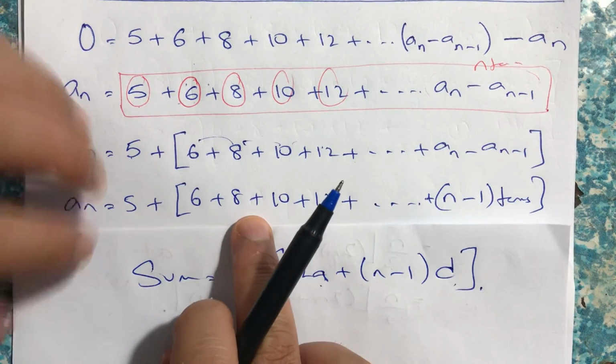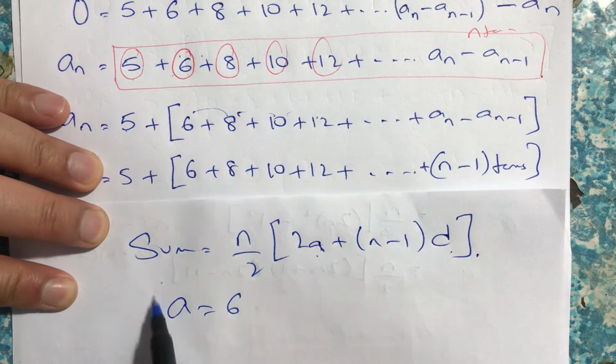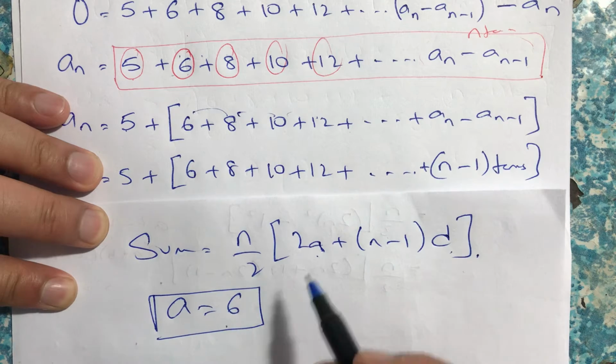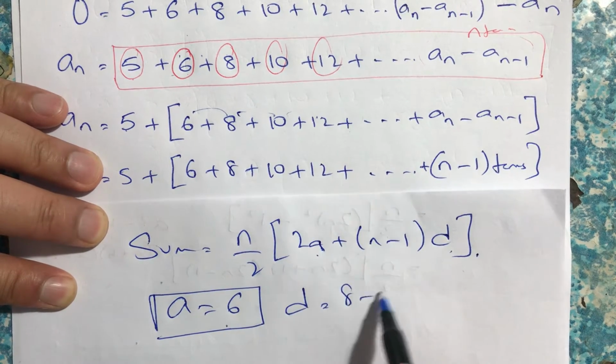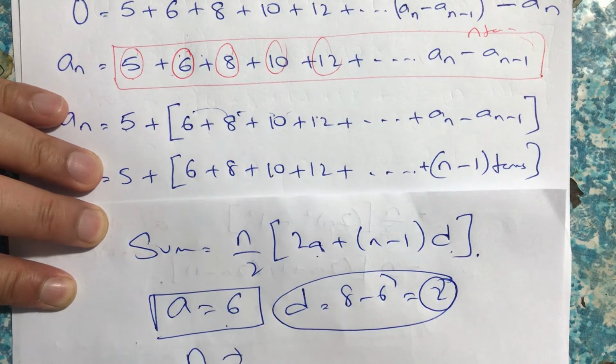So over here in this series, what do we have as the first term? We have a to be 6. So wherever I see a, I'll put 6. What do I have for d? D is 8 minus 6, that is equal to 2. So we have d as 2. But what is n? The most important.